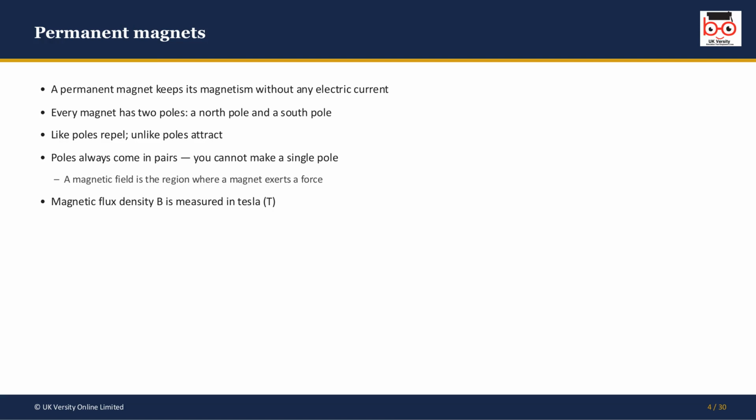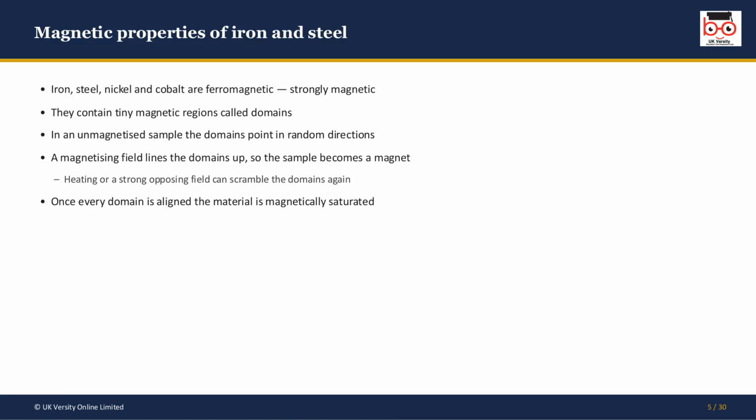The region around the magnet where it exerts a force is its magnetic field, and we measure the flux density, B, in Tesla. Why are some materials magnetic at all? Iron, steel, nickel, and cobalt are described as ferromagnetic, meaning strongly magnetic, and that's down to tiny magnetic regions inside them called domains. In an unmagnetized sample, these domains point every which way, cancelling out, but apply a magnetizing field and they line up, so the whole sample becomes a magnet.